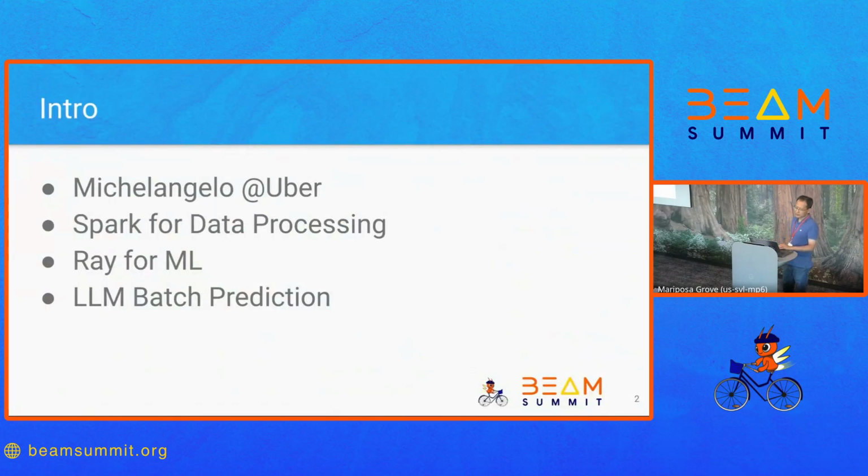For the intro today, I'm going to spend a few minutes talking about Michelangelo at Uber, if you're not familiar with it, and how we use Spark for data processing, and how we transitioned to Ray for machine learning, the reason why we did that, how we did that, and the issues we got. Then we'll talk about some batch prediction with LLM cases.